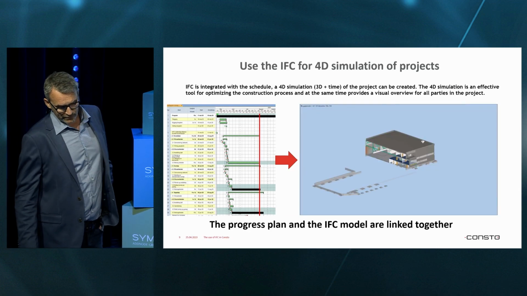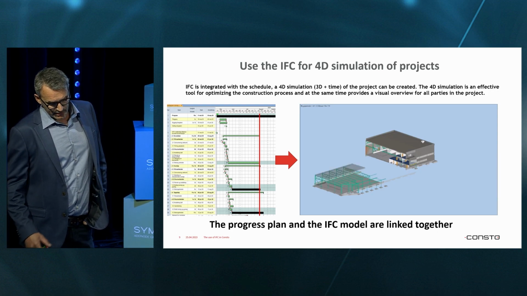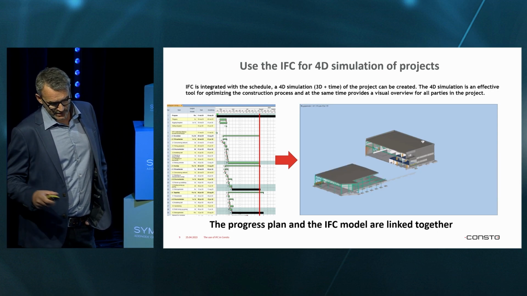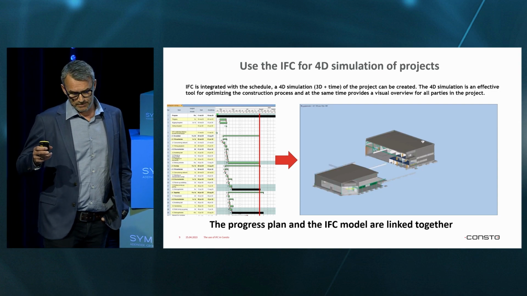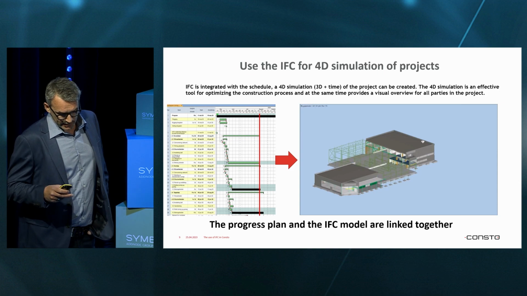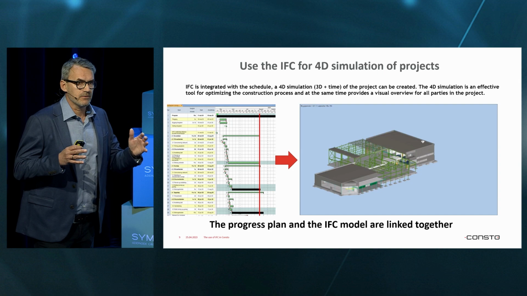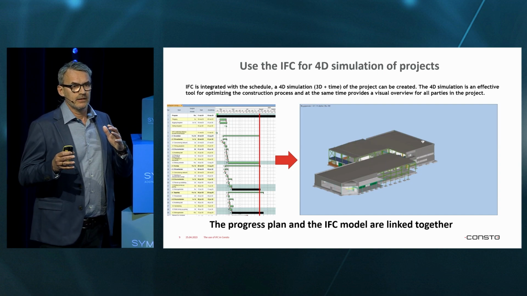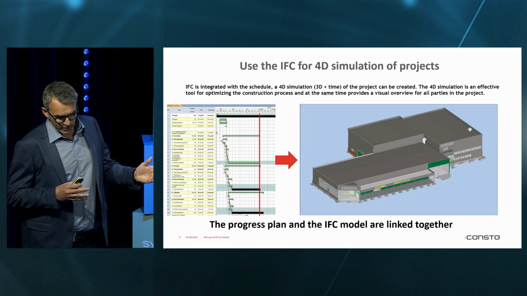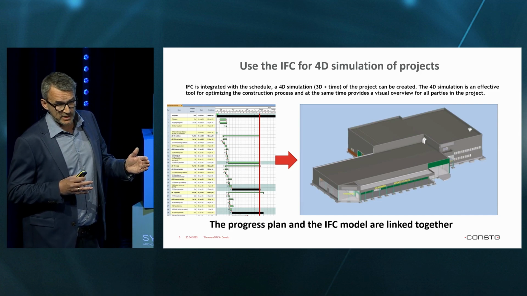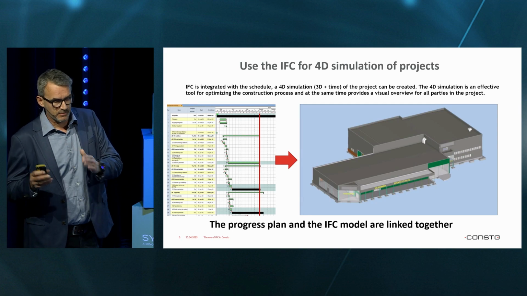We also use the IFC for 4D simulation of the project. We combine the progress plan with the IFC model and run a 4D simulation. In that case, we can easily see errors in the planning with the model. So when we run the model through the progress plan, we can easily see where the error is coming from.